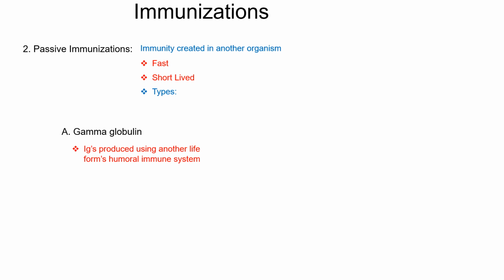This is also the same kind of process that we see naturally occurring when we see mother to offspring and a child breastfeeds. It's a very similar process. Now, the other means is antitoxins. Now, gamma globulin was more preventative. Antitoxins are not preventative, they're used for treatment.